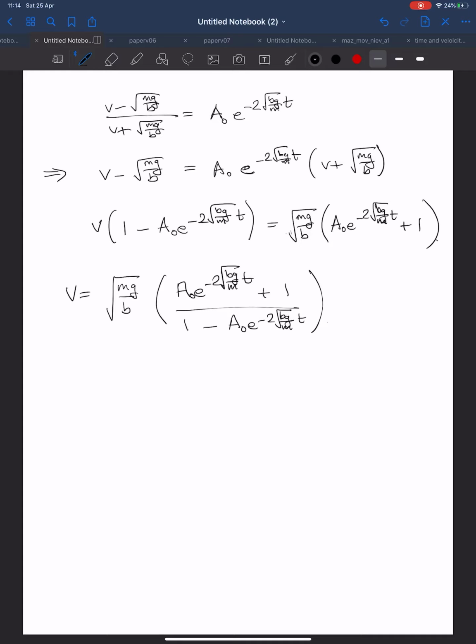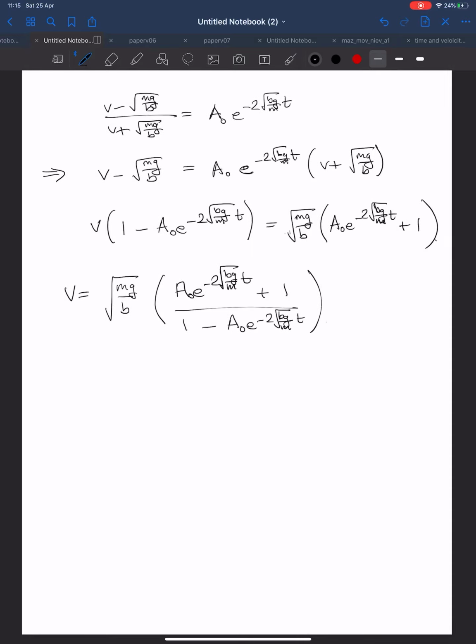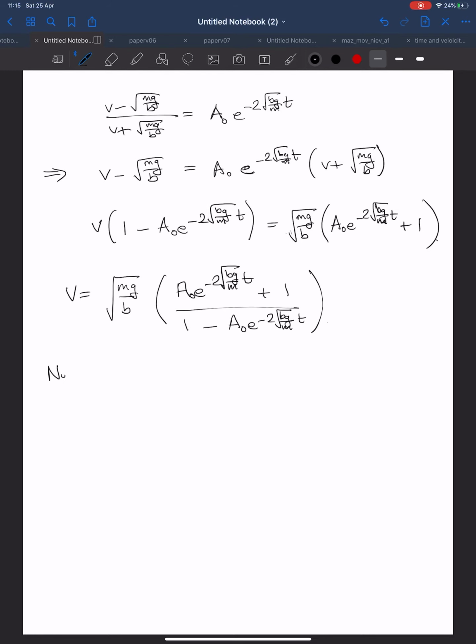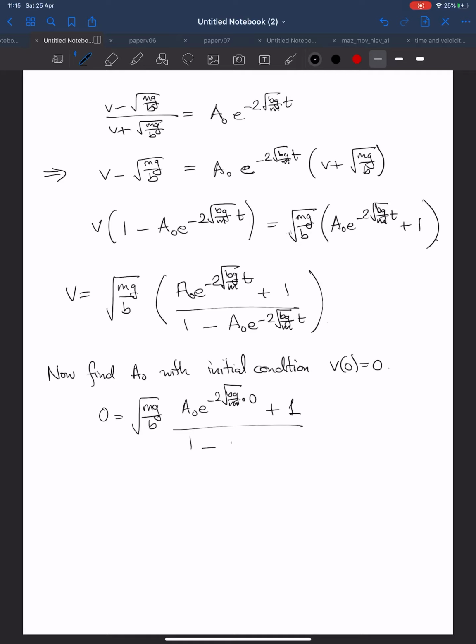Great. Okay, so if I haven't made any mistakes, then we should be able to now get the constant. So now find a0 with the initial condition v of 0 equals 0. So this gives us this equation. Perfect. Okay. It's a pain in the neck to write this out. Probably there's a quicker way.